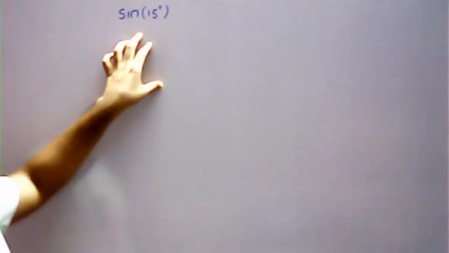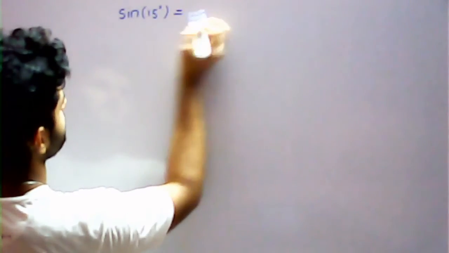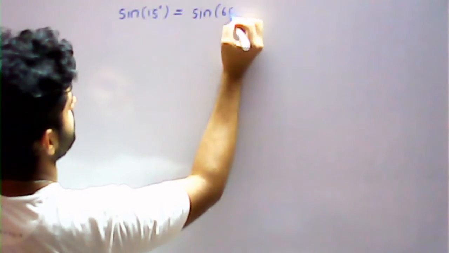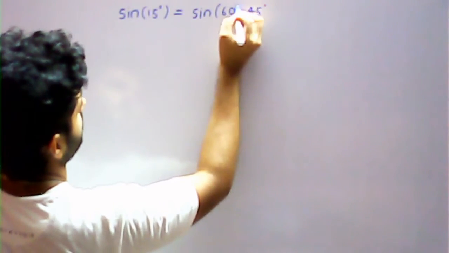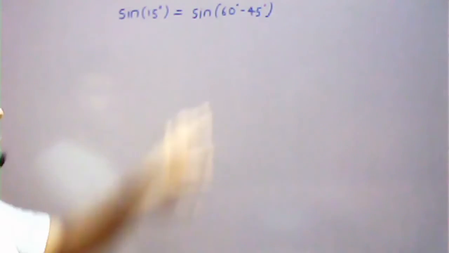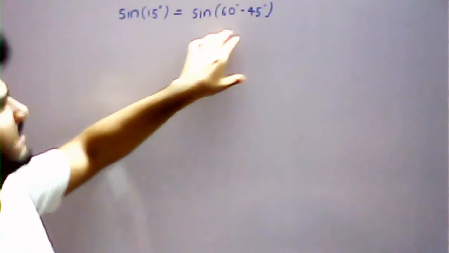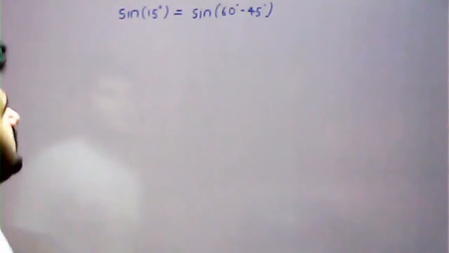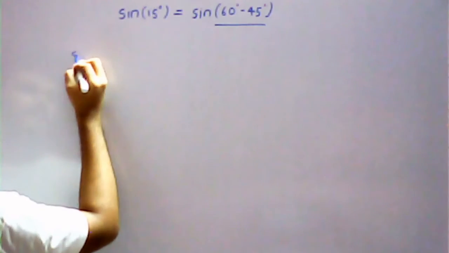The sine 15 degree doesn't lie within our reach. We don't know the exact value of this. So we will split this as sine of 60 minus 45 degree. You can take any of the values, whichever can give the sum of 15. But both these values need to be known to us firstly.